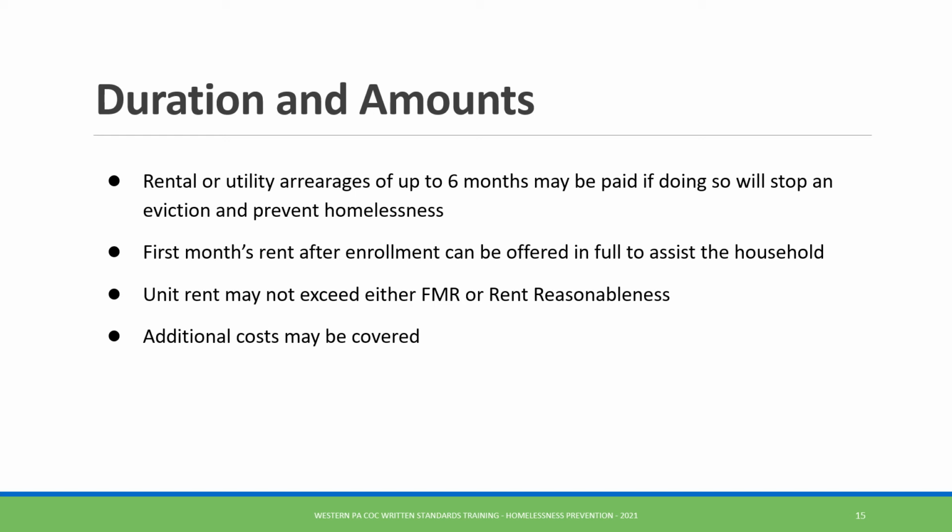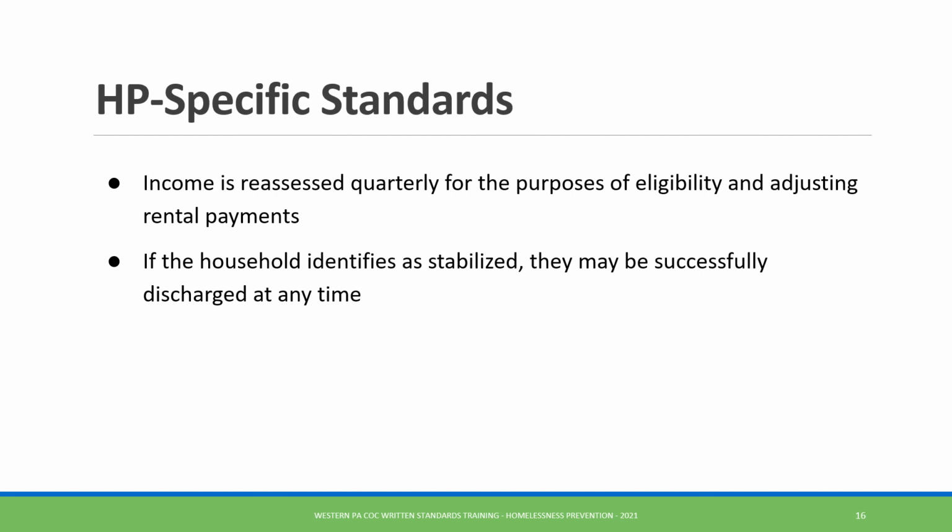The unit rent may not exceed either fair market rent or rent reasonableness. Additional costs may be covered, but you're going to want to check your specific grant application guidelines for those. Income is reassessed quarterly for the purposes of eligibility and adjusting rental payments. If the household identifies as stabilized, they may be successfully discharged at any time.